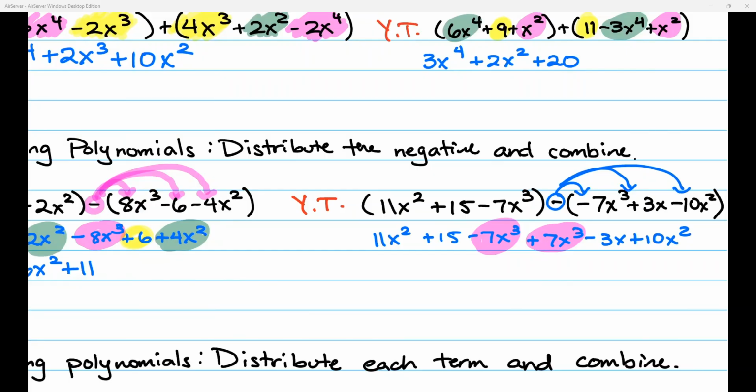The next thing I look for is x squareds. I see 11 here. I see 10 here. That's an 11 plus 10, which is a 21x squared. Next thing I look for are x's. And I see these negative 3x's here, and there's nothing to combine it with, so I just bring it down. Negative 3x. And then finally, I bring down the plus 15, and that should be your final answer.